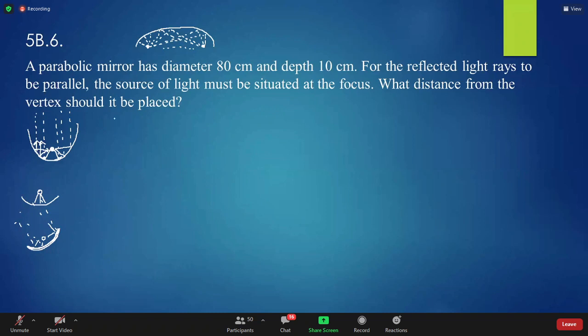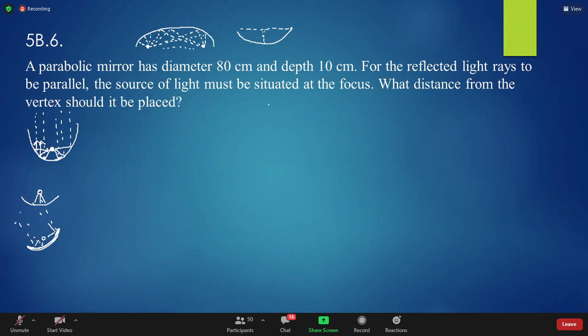And now we have this task: a parabolic mirror, diameter 80 centimeters, depth 10 centimeters. So what we understand about this dish is that this distance is 80, and the depth, this distance, is 10. And the question is, where should we put the light source?